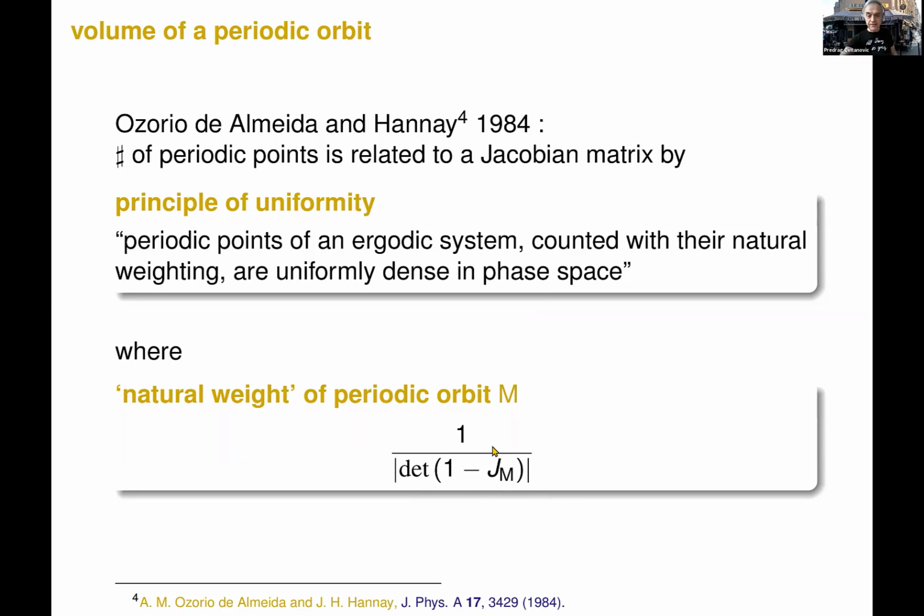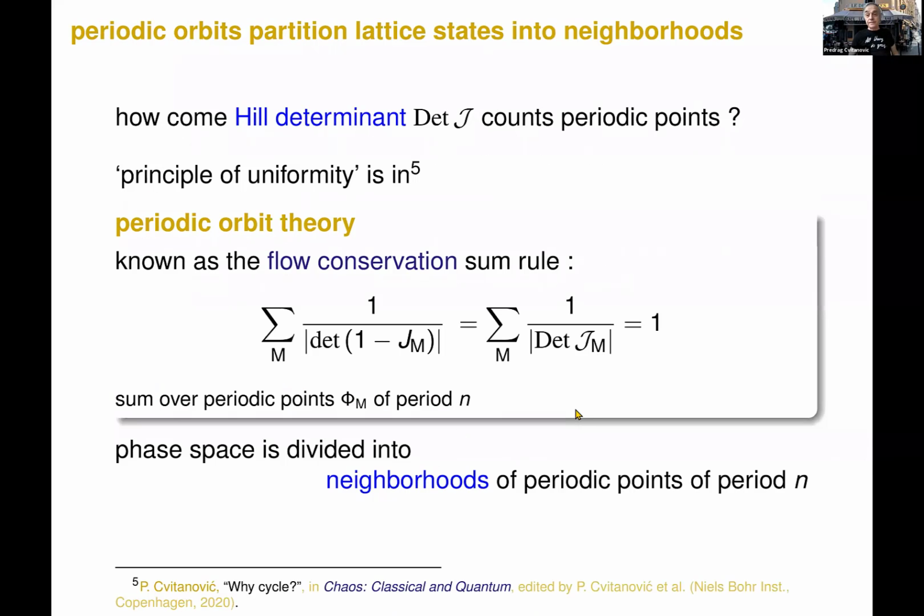So if this guy's unstable, there's a number smaller than 1. And that's how you could use periodic orbits to describe what happens in an ergodic system. Now they're nice in the sense that rational numbers are nice, and you're trying to describe what happens for any number in the unit interval. You can use periodic orbits to describe intervals or neighborhoods. So that's why the Hill determinant, which seems to have nothing to do with counting, counts.